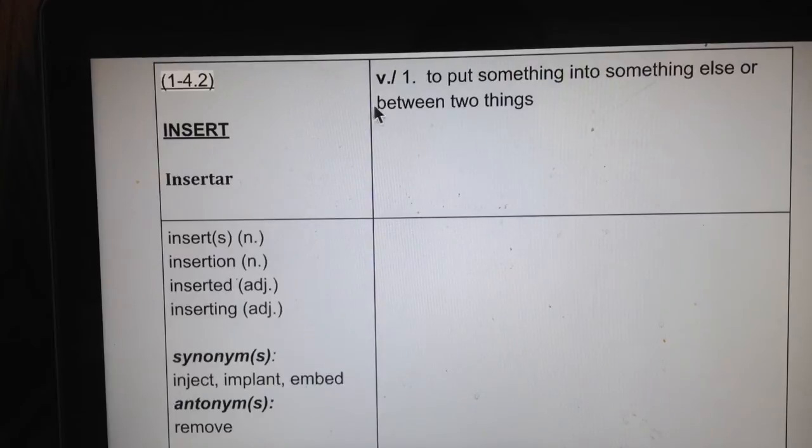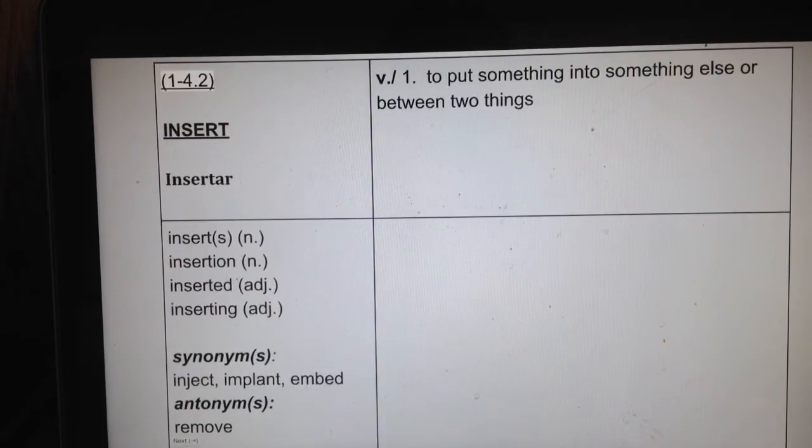It is a verb, although it can also be used as a noun, but we're going to give you the verb definition, which is to put something into something else or between two things. And usually the connotation is that the something you're putting in is small, or it's a tight fit. The space that you're putting it into is small. That's why you have this implication between two things, tight space.